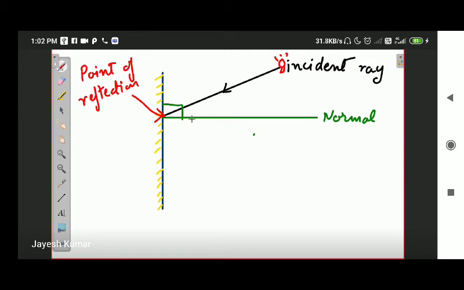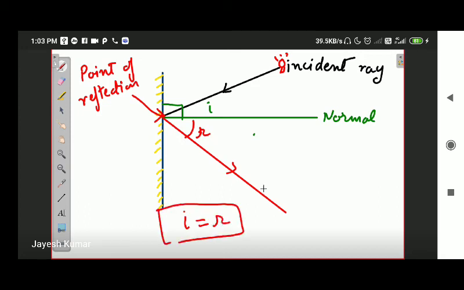The angle of incidence is the angle made between the incident ray and the normal. It is the same as the angle of reflection. Whatever the value of the angle of incidence is, the same will be the angle of reflection. This is the reflected ray and this is the angle of reflection. The value of the angle of incidence and angle of reflection is the same for any reflection.